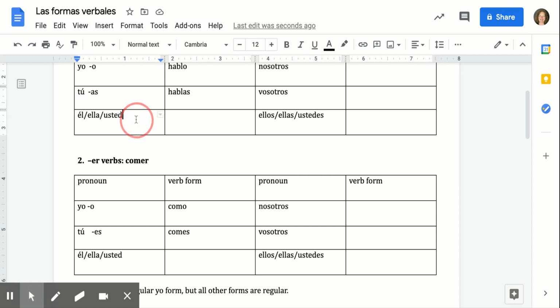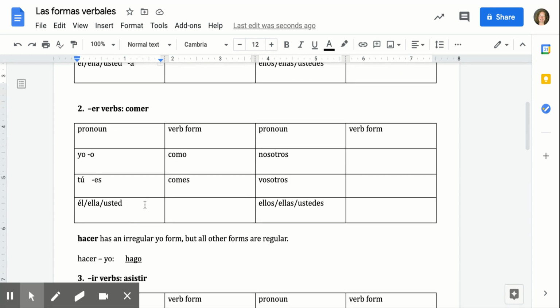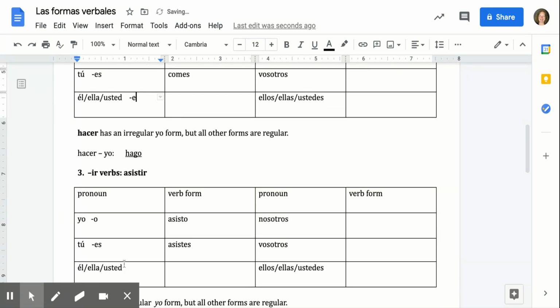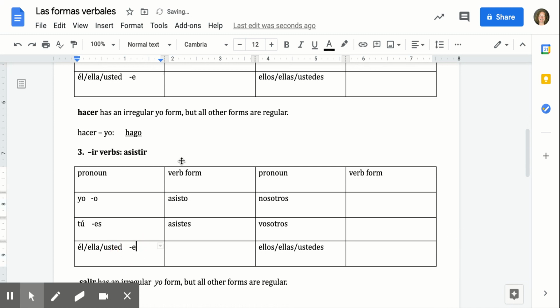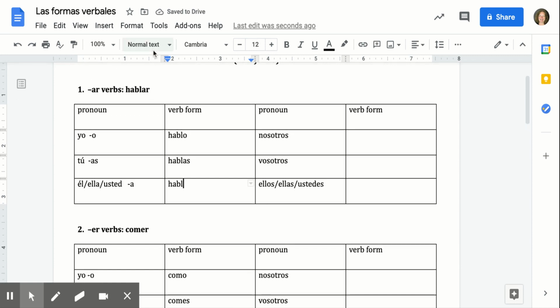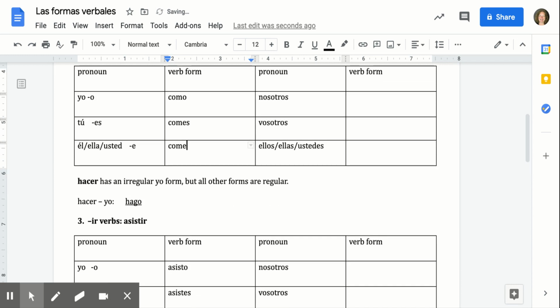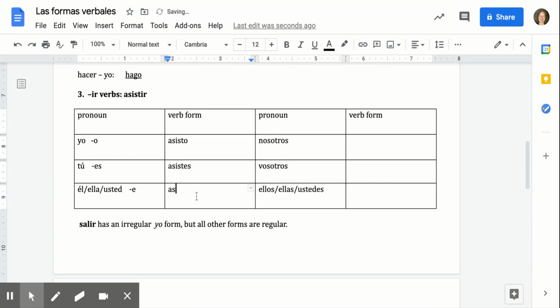All right, then, ella, usted, the he, she form. I got a little rhyme for you. He, she ends in A or E. So AR verbs change to A. ER-IR verbs change to E. So he, she, A or E. So we start with habla. Our hablar, drop the AR. Then we add our ending, A. Here we start with com-. After we drop the ER, we add E. And then here we're going to do the same thing. We start with asist-, and then we add E because it's the he, she form. Okay.